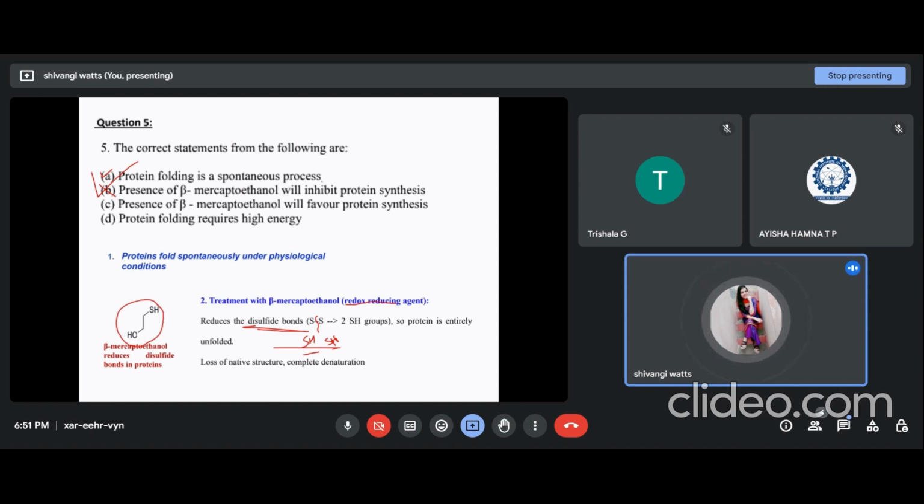So it means the presence of beta mercaptoethanol will inhibit the protein synthesis. Means this B is the right option. So A and B are the right options. Whereas this C is wrong, D is wrong. So A and B are the right options. Understood? So protein folding is a spontaneous process and presence of beta mercaptoethanol will inhibit the protein synthesis. So you understood how presence of beta mercaptoethanol will inhibit the protein synthesis.